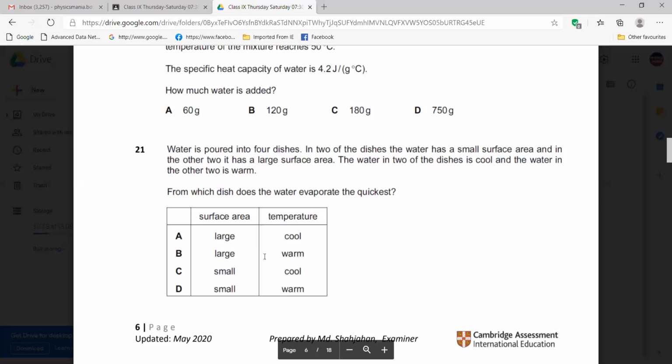The evaporation increases if the surface area is more. So here you got about surface area. They are saying when the evaporation will be quickest. So which one will you take? Is it large or small? Large. So I think if you are going through the notes, you could answer it, right? You could find it. Then about temperature, what is written there?